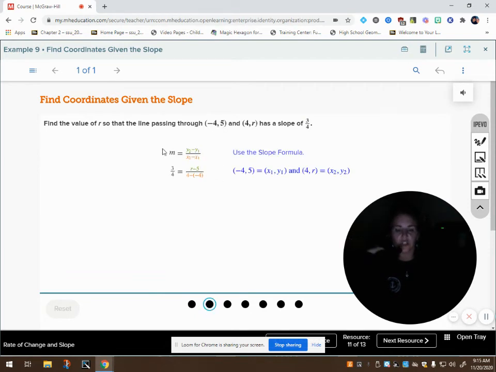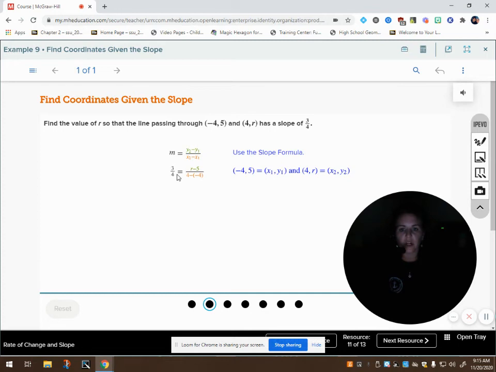So one thing that you could do, you could draw a graph if you wanted and plot (-4, 5), and then you travel up 3/4, up 3/4 until you get to 4 on the x value and see what the corresponding y is. That's one way to do it. Or we can just simply do it algebraically. We know the formula for finding the slope is y minus y over x minus x. So if we plug that in, and we know our slope is 3/4.